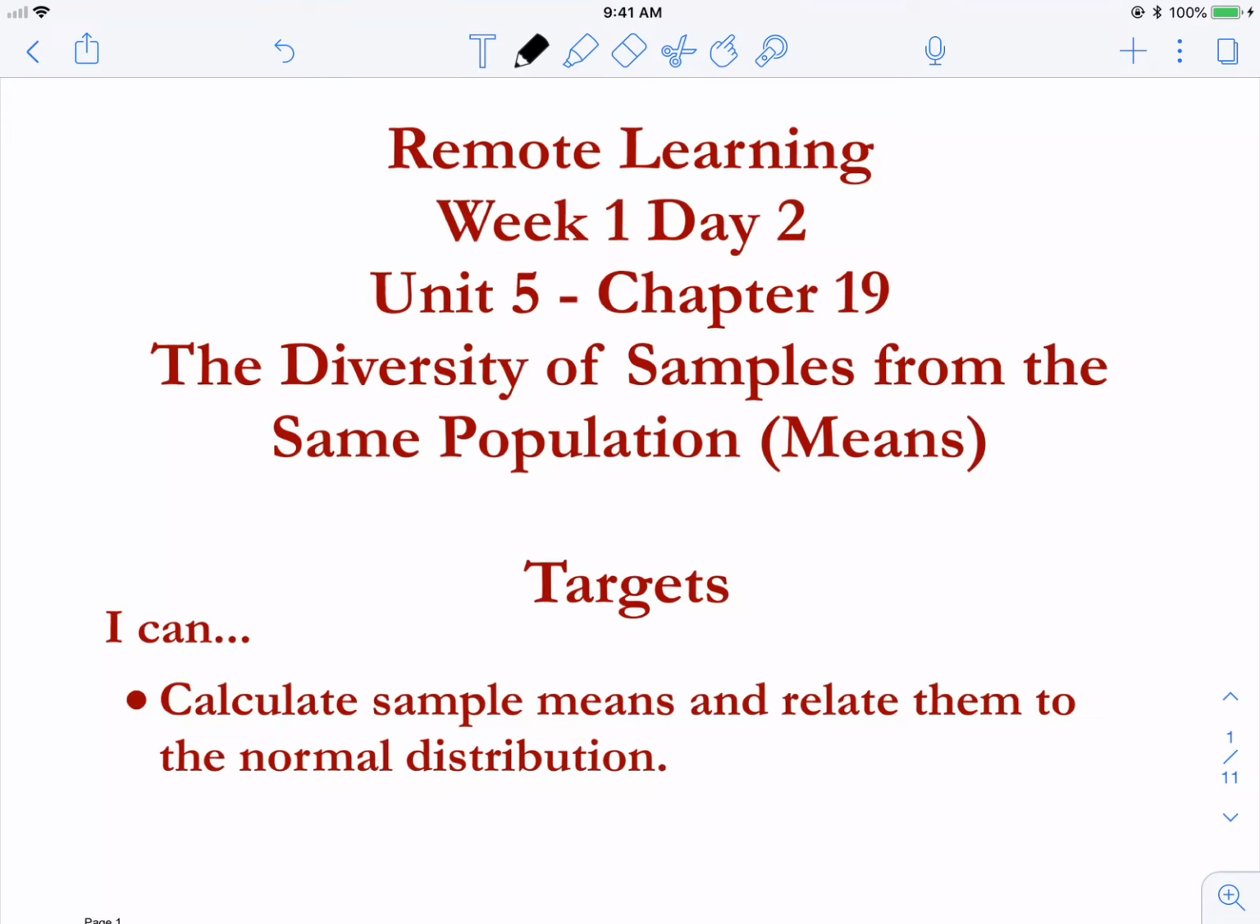Today we're looking at a very similar idea to what we talked about yesterday with the rules for sample proportions, and today we're looking at the rules for sample means. So if we take a bunch of samples from a population and they have an average value, this is usually quantitative variables that we're talking about here, looking at the mean of all of those means.